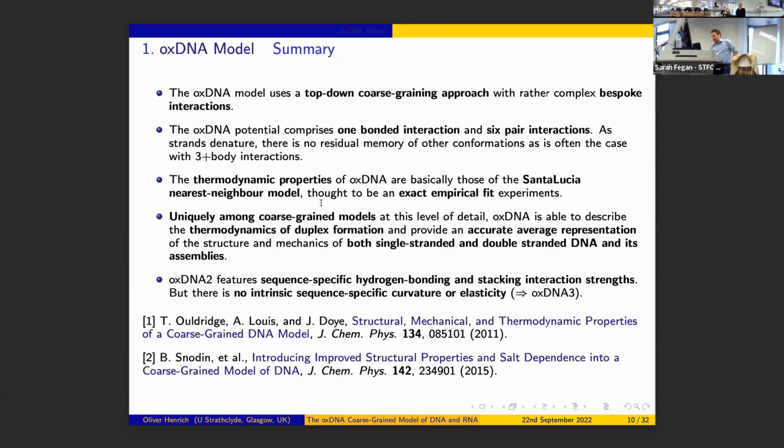This is kind of what I indicate here. What we don't have at the moment, so we do have sequence-specific hydrogen bonding. So you know, or you don't, but now you know. AT base pairs have only 2 hydrogen bonds. CG have 3. This is why AT come apart more easily. And this is, for instance, an aspect that is in oxDNA 2, sequence-specific hydrogen bonding.